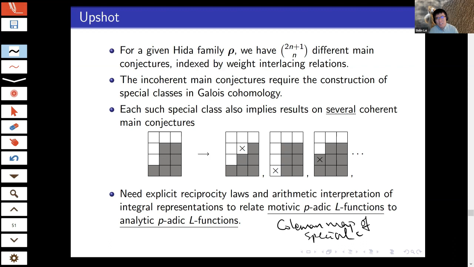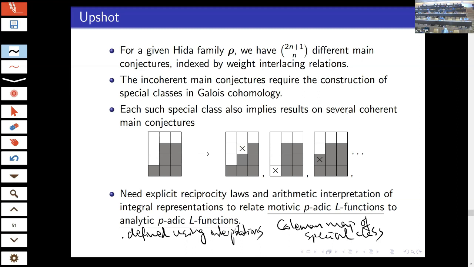And what we usually call explicit reciprocity law means we need to identify this Coleman map of special classes with the p-adic L function defined using interpolations. Any questions about this philosophical slide? This several can be made precise. It's just all possible ways of adding or deleting a square.